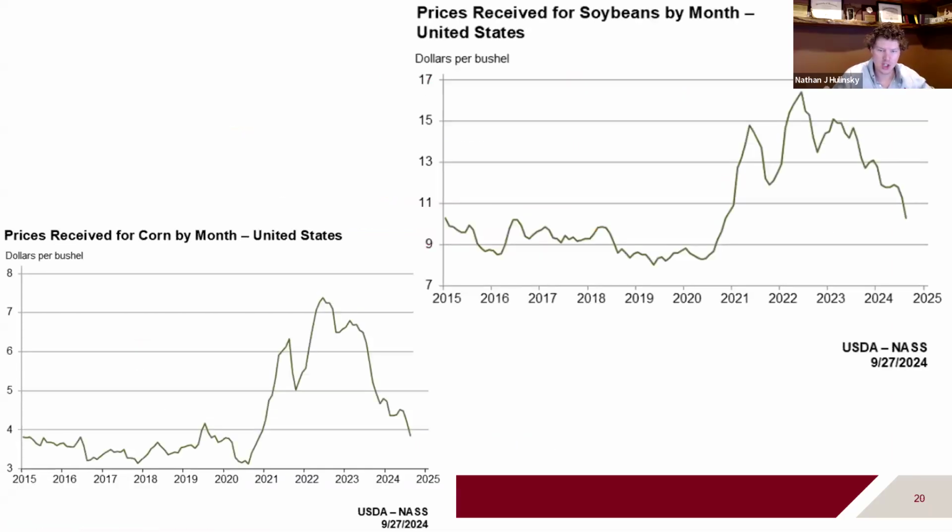Here's the same data, just looking back a longer price range. And you can see again, 2015 through 2020, very low incomes, right at the cost of production. We had that big run up in prices for both corn and soybeans in late 2020 through 2023, and then unfortunately they just came right back down. And 2024 and 2025, very minimal incomes on the farm.